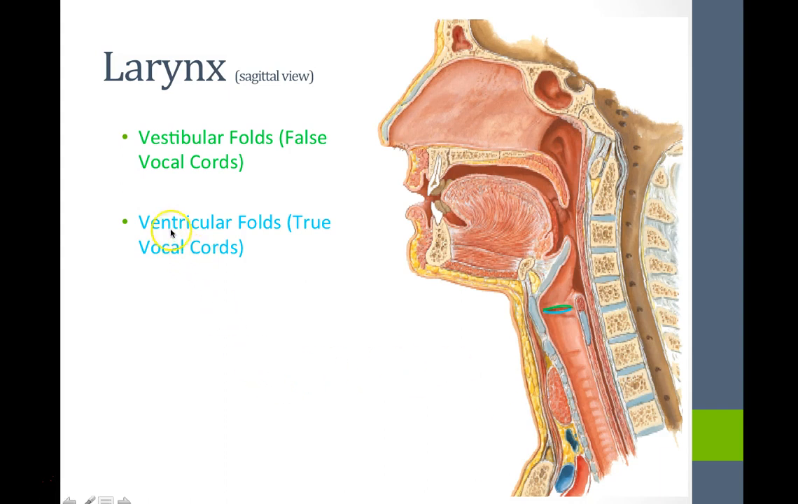And the way I remember this is that there is a TR in ventricular for true. And to remember which one is superior and which one is inferior, I remember that F comes before the letter T.